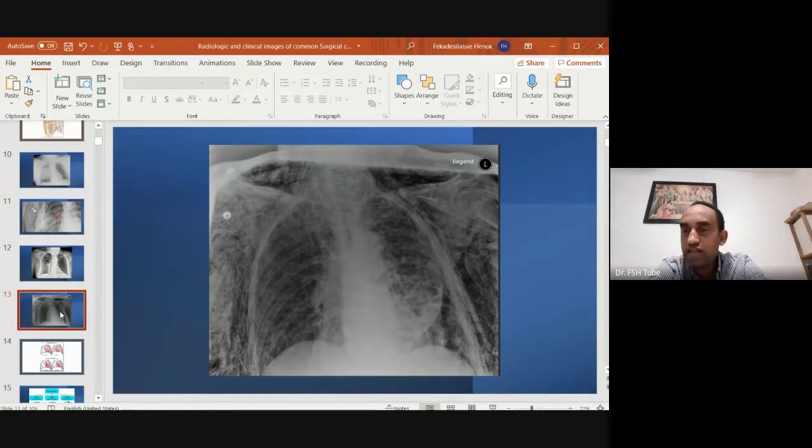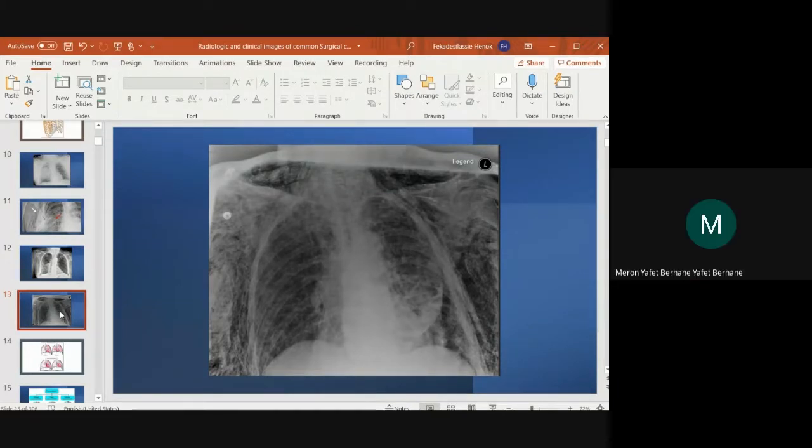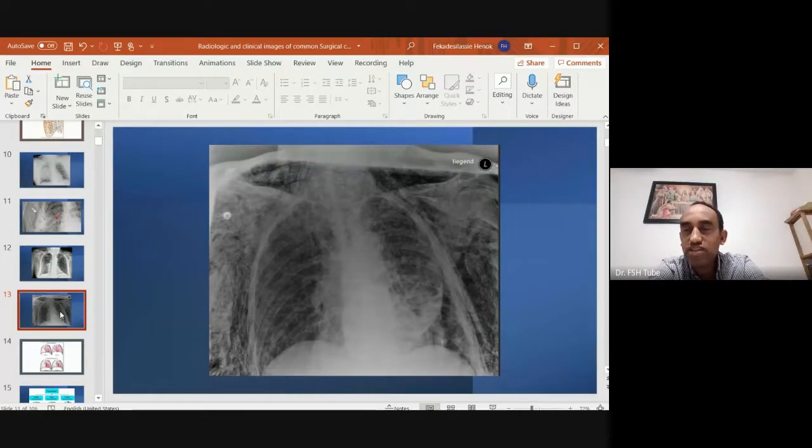Have you ever felt a subcutaneous emphysema? Crepitation. Crepitation on palpation. Excellent. So when you palpate the area, this patient is going to be full of air.